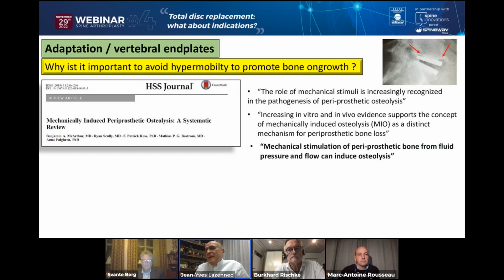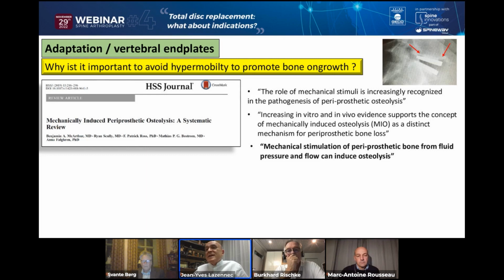So you can say to me, okay, it is theory, but there is a lot of theory about this and a lot of literature. For example, this paper from the HSS journal, the conclusion is mechanical stimulation of periprosthetic bone from fluid pressure and flow can induce osteolysis. What does it mean? It means that when you implant a prosthesis, you immediately have a periprosthetic membrane. If you have too much mobility, not a huge mobility, but you have progression of fluid between the implant and bone.